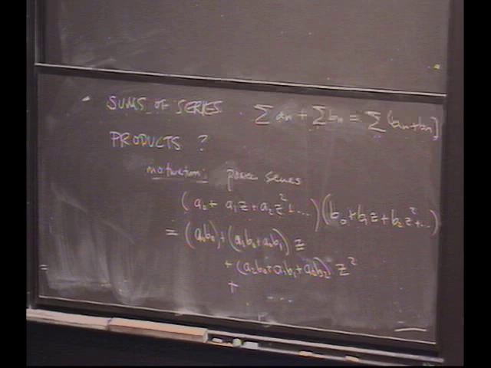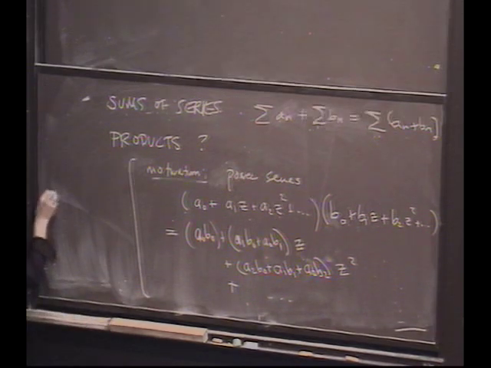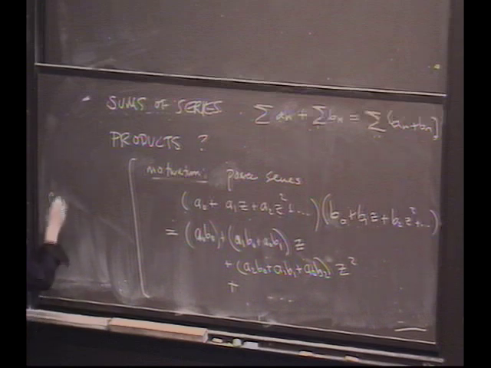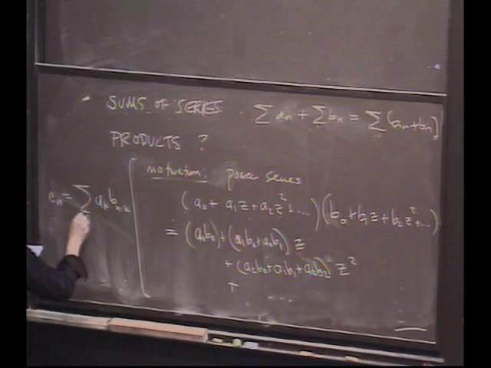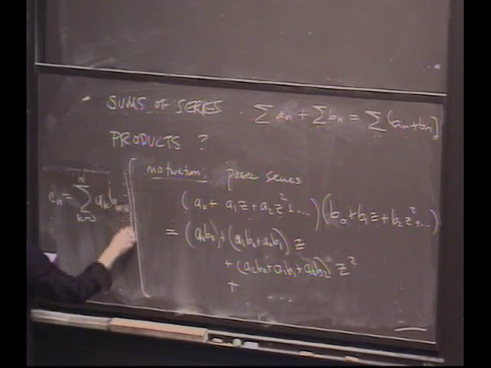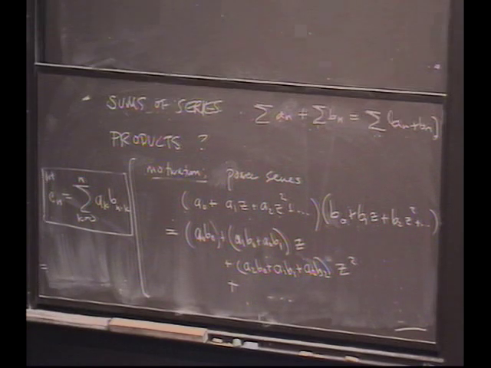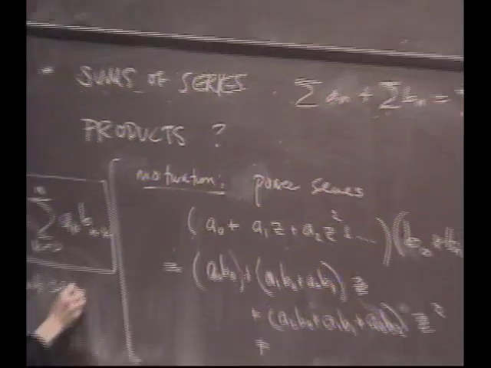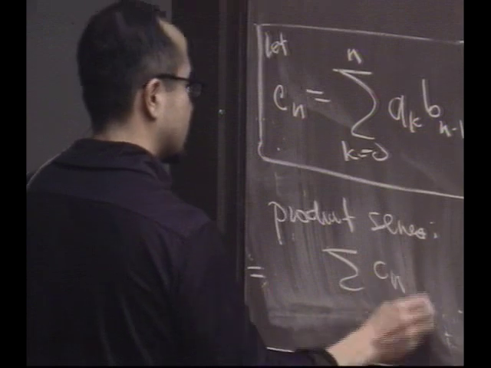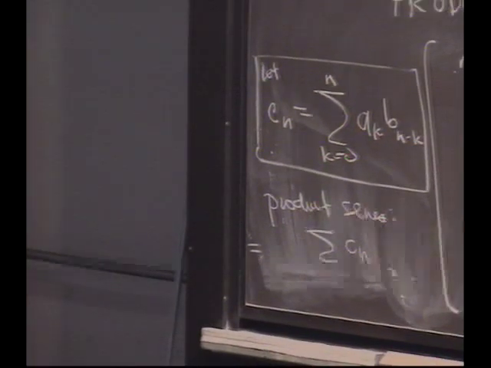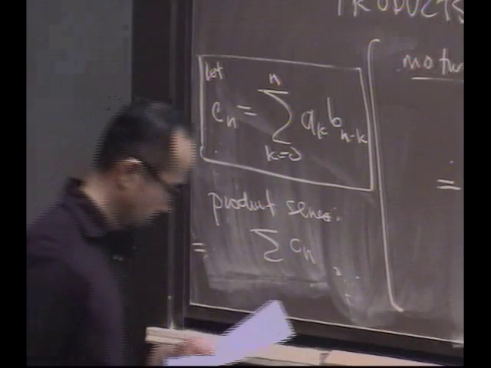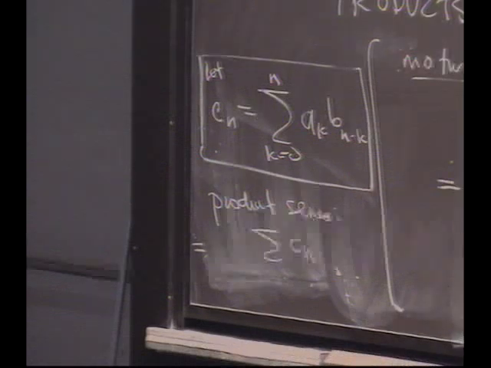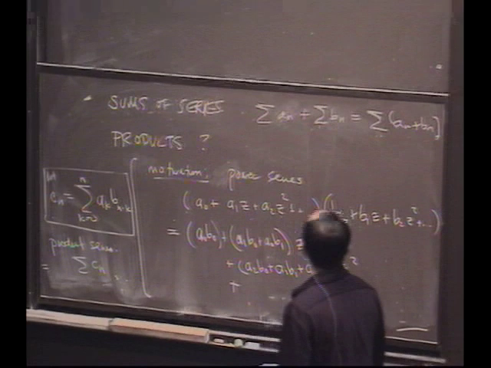Yeah. So in fact, with this motivation, here's how we define the product series. You'll let Cn be the sum of ak, b sub n minus k, where k goes from 0 to n. And so the product series is defined to be the sum of Cn's. Okay? It's not exactly what you would think of at first as a natural notion of a product series.